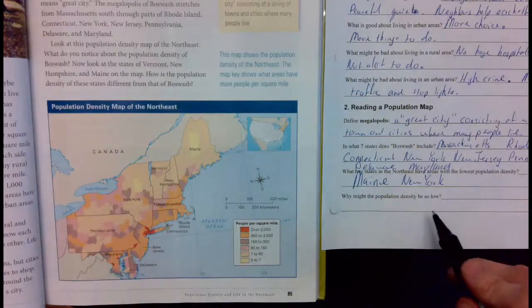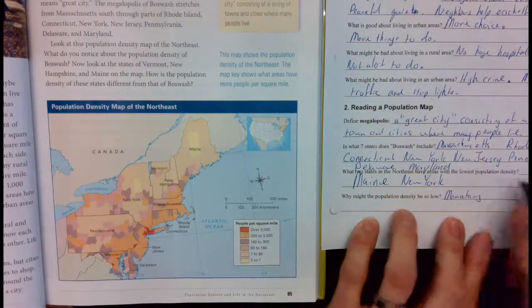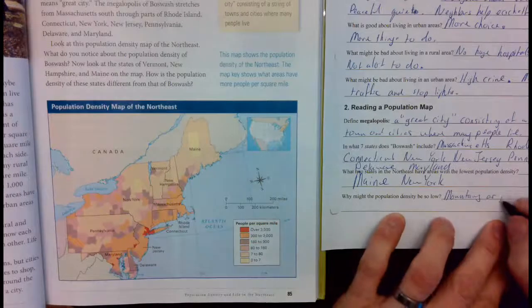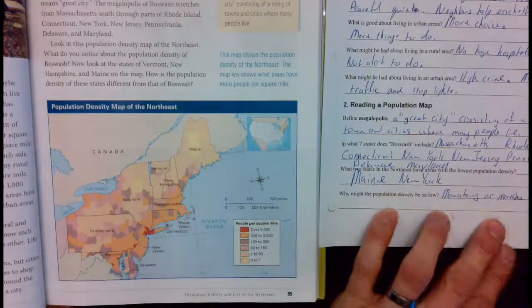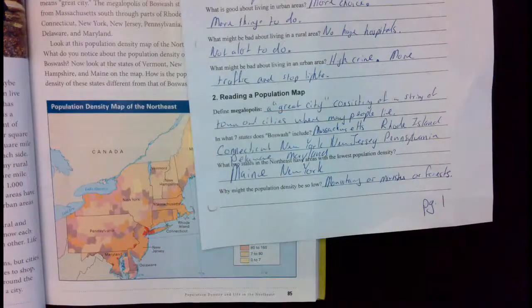And why might the population density be so low in these 2 areas? Any ideas? It's not a desert, I'll give you that big hint. It's not a desert. All right. Maybe mountains? Or marshes? Can't build houses on real marshy lowlands. Or forests. Now I know we can cut down trees to build houses, but sometimes we take these areas that are heavily forested and we say you cannot move there, you cannot live there.